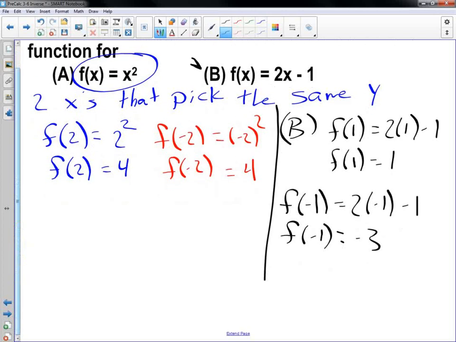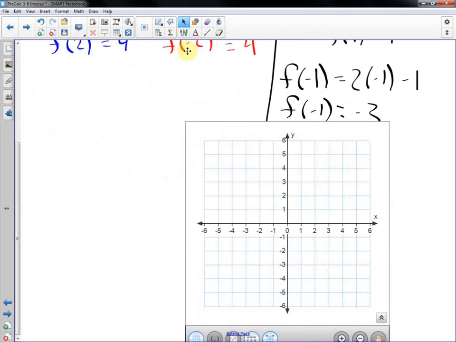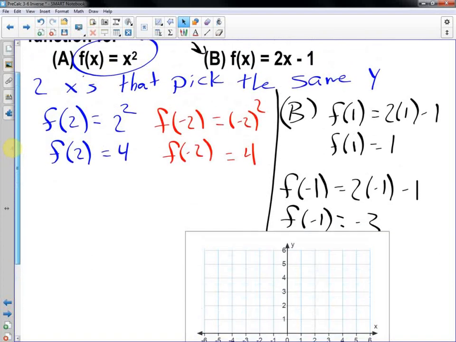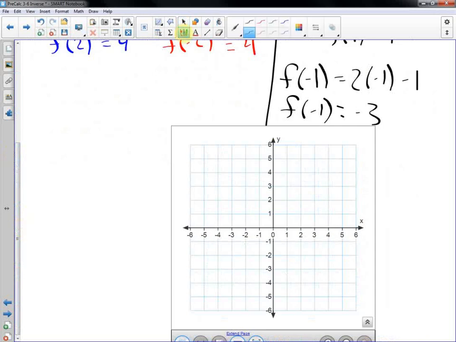Okay, so let's graph this real quick. Put it way down here. There we go. So it was 2x minus 1, right? 2x minus 1. So what's my starting point? Negative 1. What's my slope? Up 2 over 1. And as I graph this, do you see any repeats on y's?